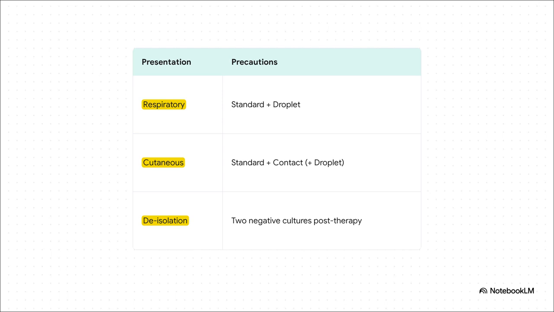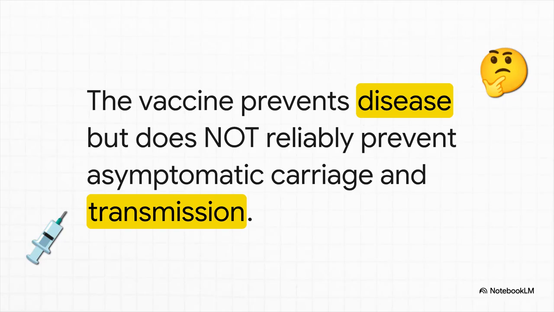And getting a patient out of isolation is a high bar. You need 2 consecutive negative cultures taken at least 24 hours apart, and this is after their antibiotic course is completely finished. And this brings us to the central and kind of frustrating paradox of diphtheria control.